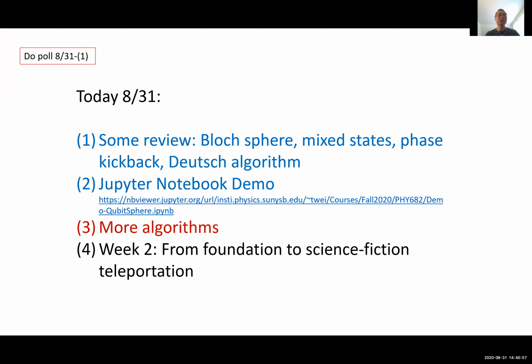Okay, so this is what we're going to do today. We'll go through some review of the topic we talked about last week. Then I was going to use Jupyter Notebook to demo some of the things included in topic 1 here. Then I'll discuss a few more algorithms. Then we move on to the topic of this week, that is from the foundation to teleportation.